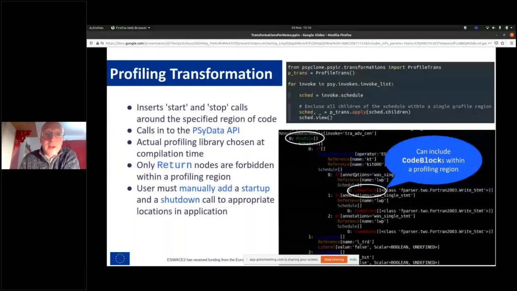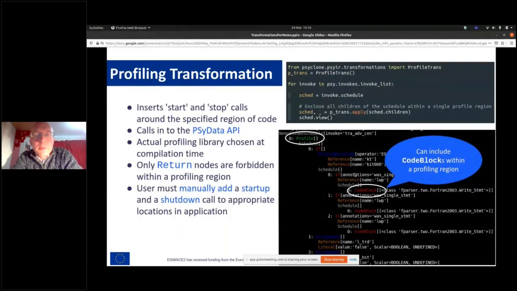So for instance, the profiling transformation, again, this is reiterating what Jörg said this morning, but this time we're now applying it to NEMO source code, which is much less well specified than the LFRic version. So the profiling transformation, you apply a single transformation on a list of nodes that you want to enclose within a profiling region. And then it automatically, at code generation time, inserts the start and the stop calls around that region of code. And those start and stop calls are actually calls into a wrapper library for the SciData API.